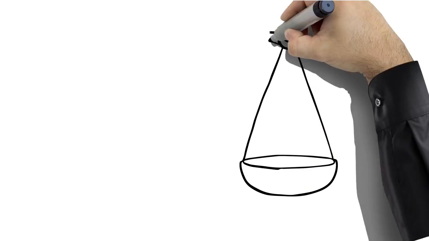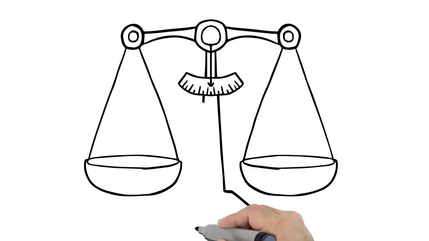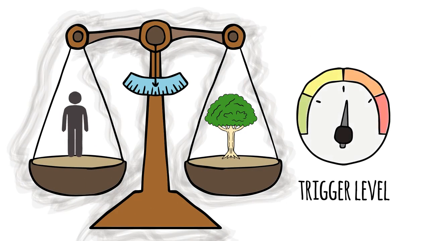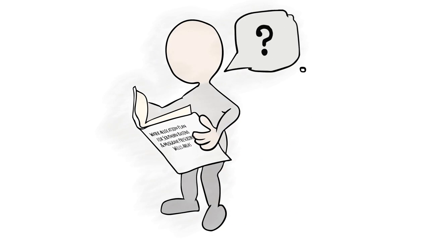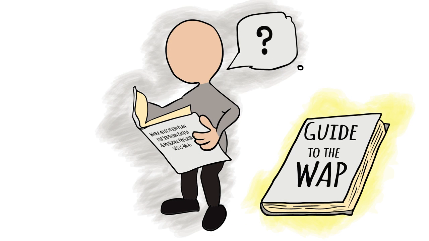The total volume of water that can be extracted is calculated each year according to trigger levels. These are key levels of storage that are needed to ensure the sustainability of the aquifer. A range of factors affect these trigger levels, and an explanation of how this is calculated can be found in the Guide to the WAP on our website.